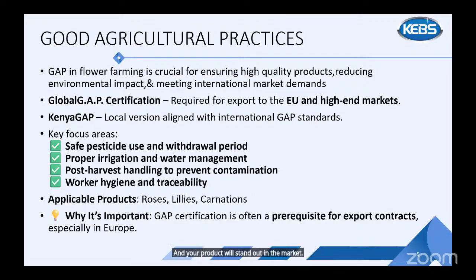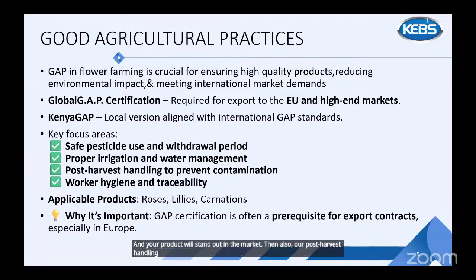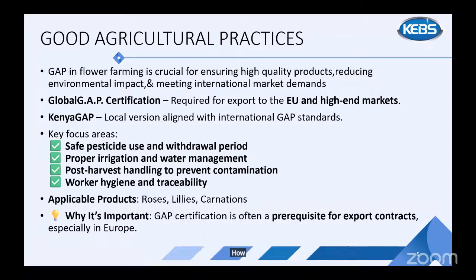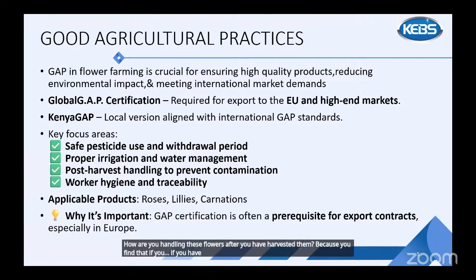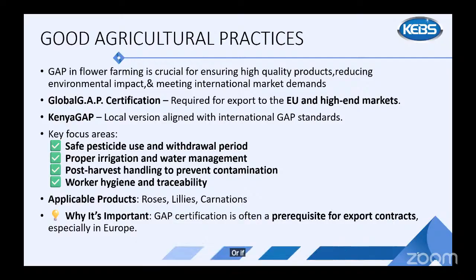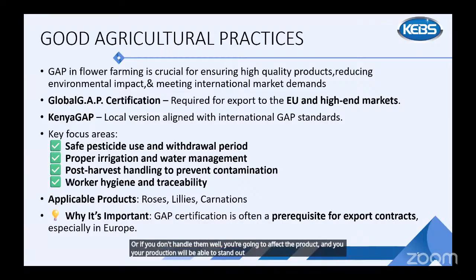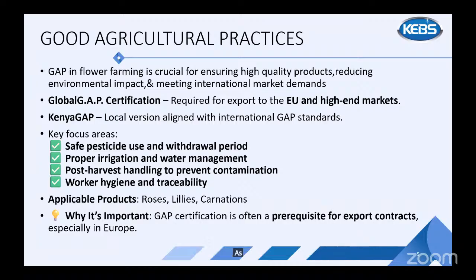Then also post-harvest handling to prevent contamination. How are you handling these flowers after you have harvested them? Because if you're handling them in an environment that is contaminated, or if you don't handle them well, you're going to affect the product, and your product will not be able to stand out in the market. So in the end, your brand will not be recognized as a brand that people will be able to look after. Then the other one is worker hygiene and traceability.